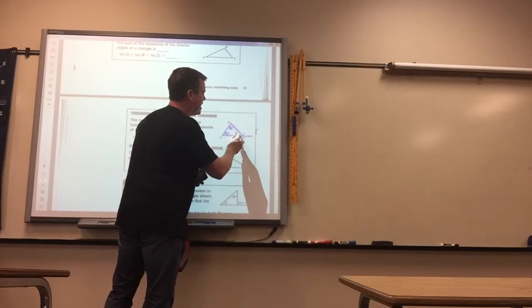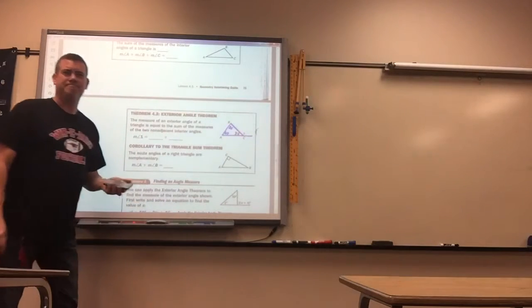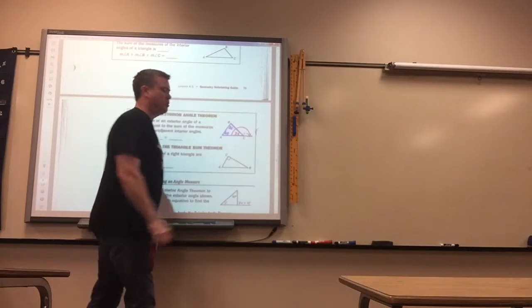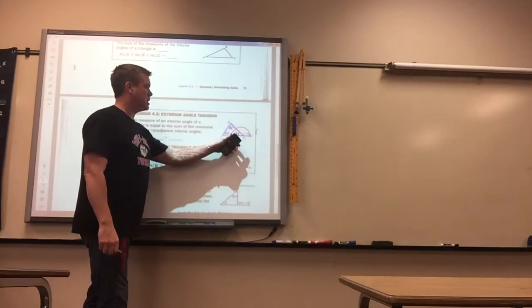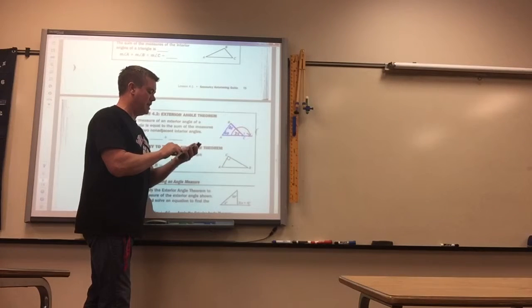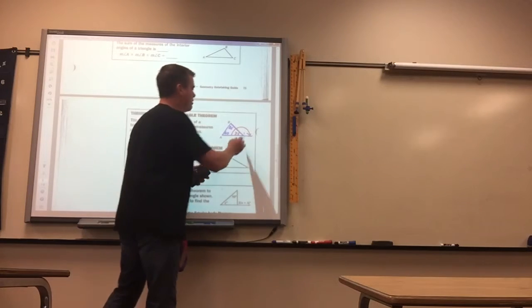So you get 35, right? So once you know that, can you figure out what angle 1 is? Yes. You just subtract, because together they're a linear pair like we've done before. Subtract that off of 180, 145.